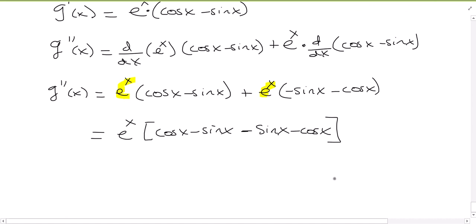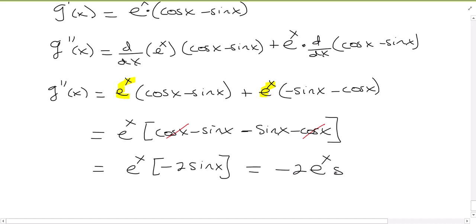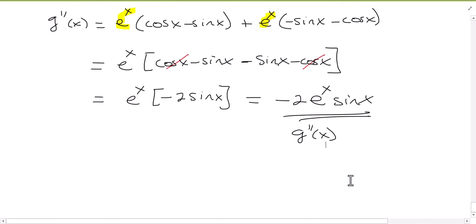So combine like terms, what do we have? The cosines are actually going to zero out. Cosine x minus cosine x is 0. And I have negative sine x minus sine x, so I get minus 2 sine x. So I'm going to have e to the x times a negative 2 sine x. So I can write it as minus 2 e to the x sine x. So this is our second derivative. So this gives us the acceleration function.